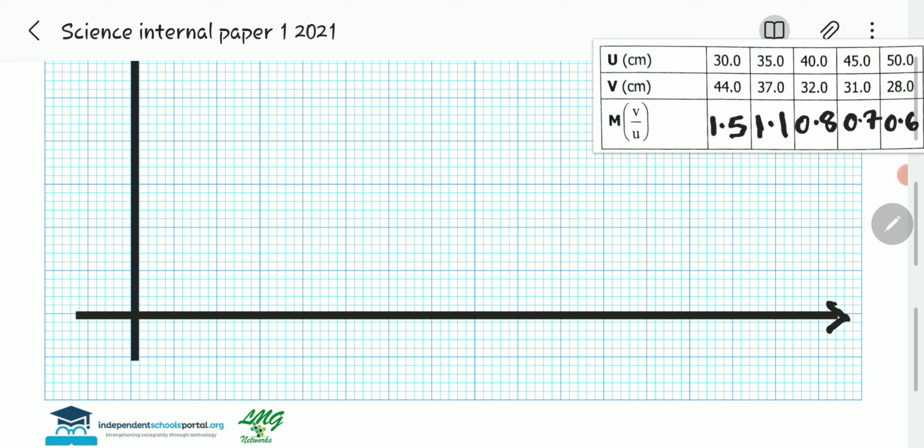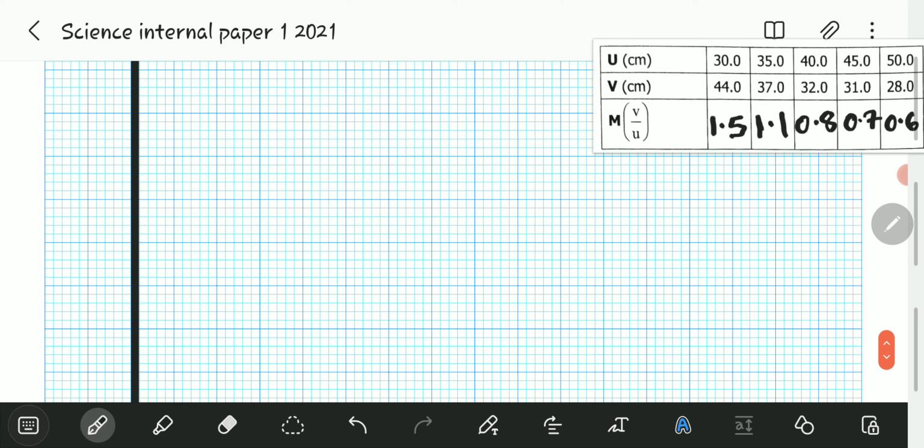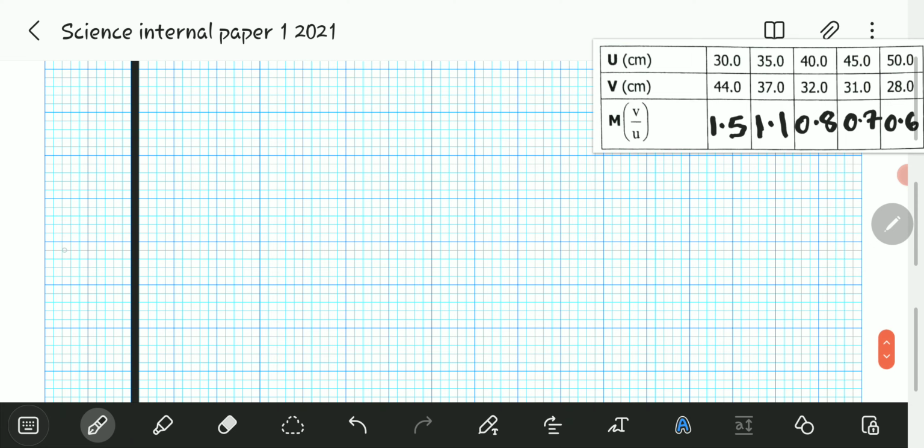Okay, so we are saying it is M against V. So V, as we can see from the table, V has got units of centimeters. So on the x-axis, it's V, and it is in centimeters. V in centimeters. Now on the y-axis, what we have is M, and M has no units, because when you divide centimeters and centimeters, you are left with nothing. So on the y, we are going to have M.